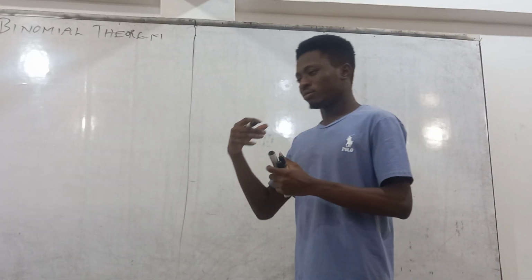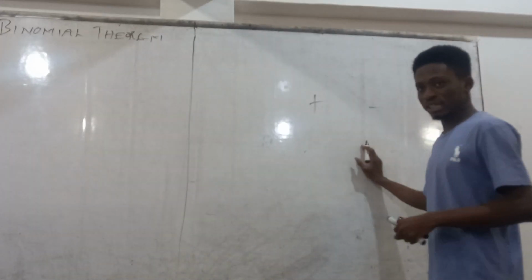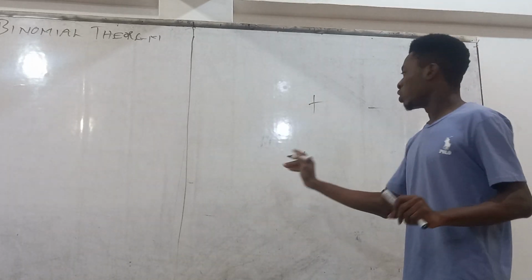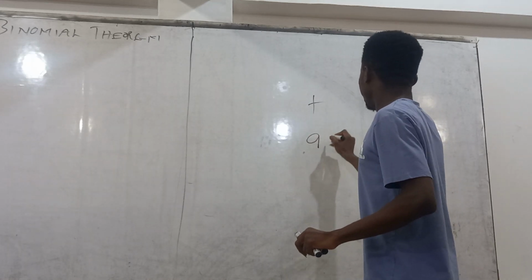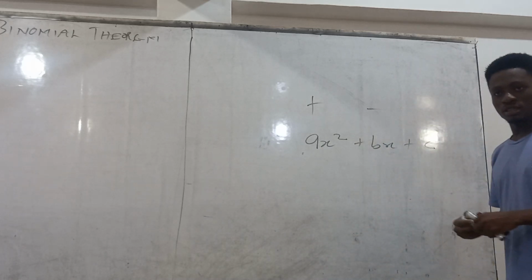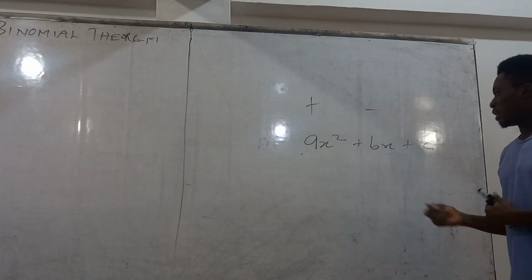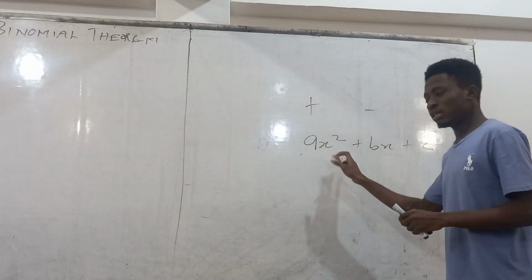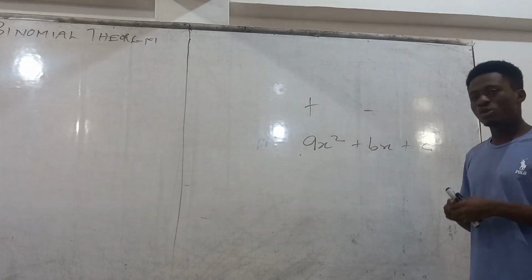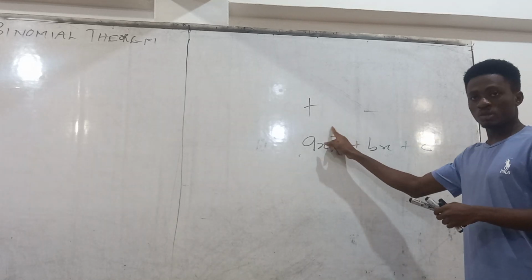In algebra, the addition and the subtraction sign separate terms or define terms. So when you have an expression like ax squared plus bx plus c, this is a quadratic trinomial because it has been demarcated into three terms. It is a trinomial because it has three terms, and it is quadratic because of the exponent 2.